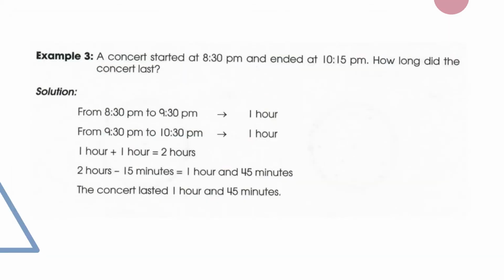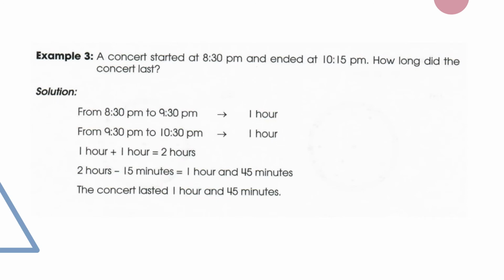Let's start with some time word problems. In example 3, a concert started at 8:30 p.m. and ended at 10:15 p.m. How long did the concert last? Counting from the start time 8:30 p.m. to 9:30 p.m. is 1 hour, and 9:30 p.m. to 10:30 p.m. is another hour, but the concert ended 15 minutes earlier than 10:30. So we would subtract 15 minutes from 2 hours, and that would mean the concert lasted for 1 hour and 45 minutes.